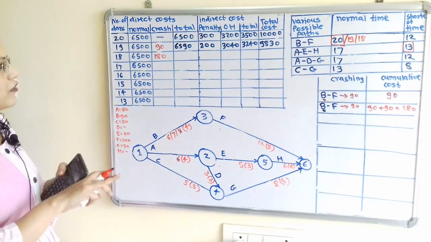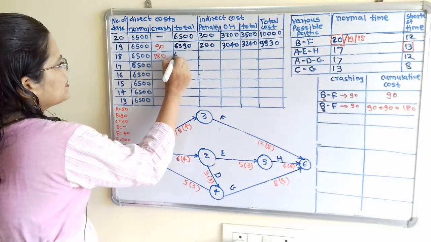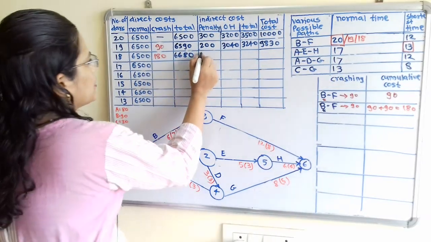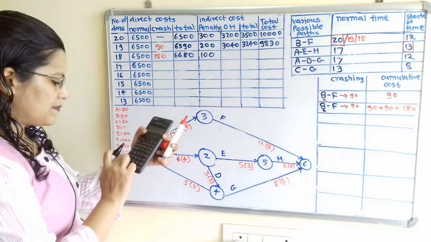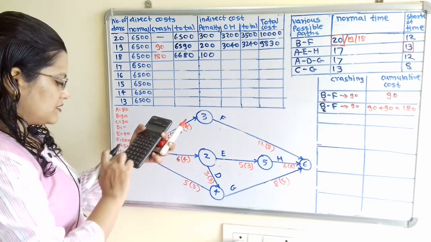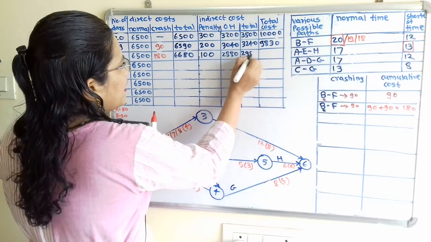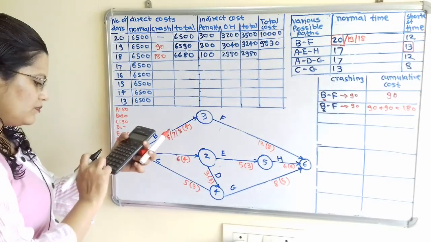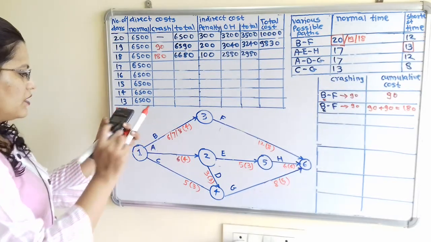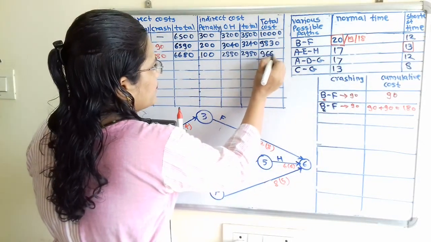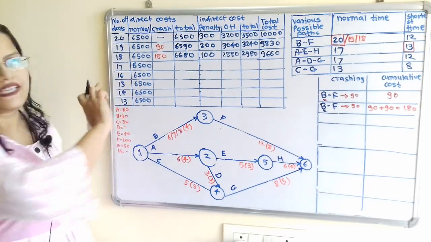Now we will calculate the cost. So here 6500 plus 180, 6680. Penalty cost is 100 because 1 day extra. Overhead cost 18 multiplied by 160, 2880. So here 2980. So 2980 plus 6680, 9660. Now we will move to the next, that is we will reduce the project in 70 days.